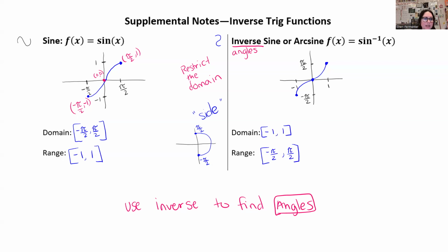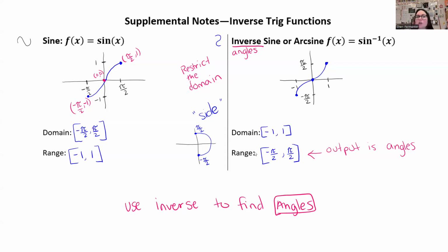And again, I want to highlight that the output is angles. You'll see this all over my slides today because I cannot stress this enough. We use inverse to find angles. The output is angles. Are we good with the graph of inverse sine?